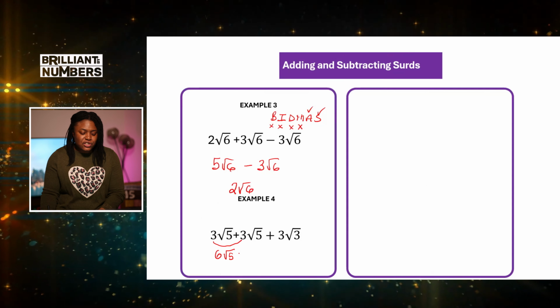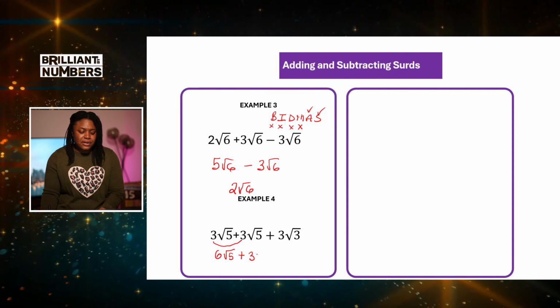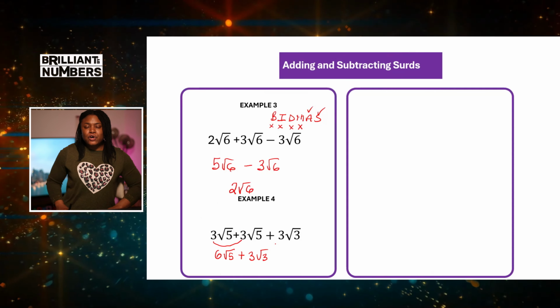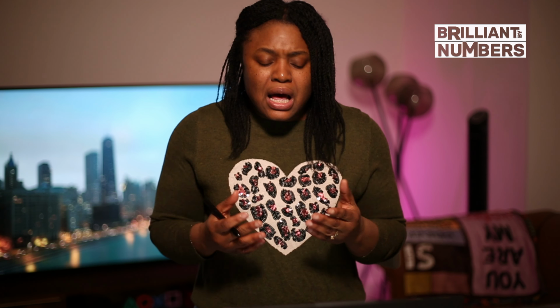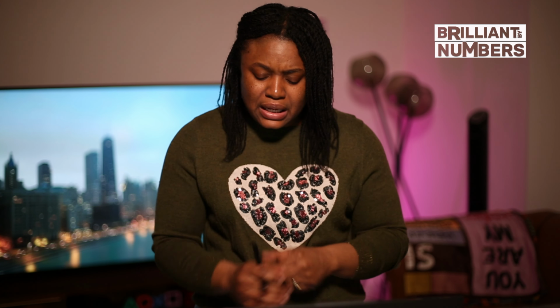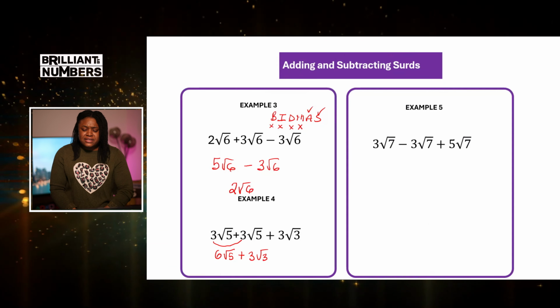I now need to just write back, add 3 root 3. A real life context: I cannot add bananas and apples. So if I'm asked, how many fruits do you have in the basket in terms of apples and bananas? I would have to say, I have 3 apples and 5 bananas. I cannot say I have 8 apple bananas. Doesn't work that way. Okay, now let's look at another example.